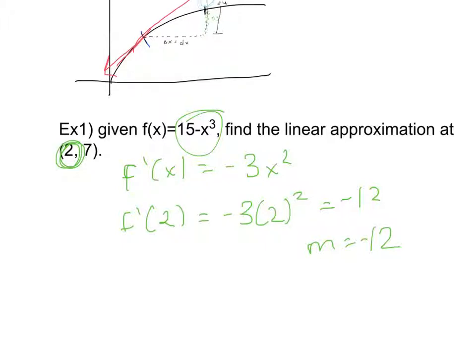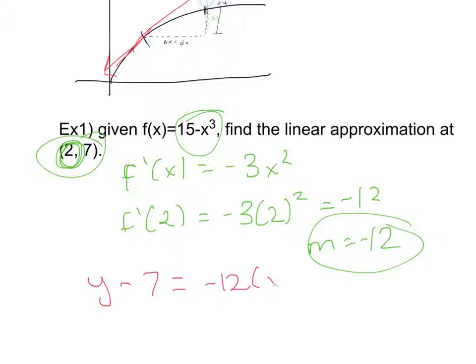When I plug my slope and my point into point-slope form, I end up with y minus 7 equals negative 12 times x minus 2. Now, with linear approximations, we always solve for y. It's really important that y is isolated here. So we don't need to distribute the 12 like you probably want to because you see parentheses and your Algebra 1 teachers trained you well. We just need to bring 7 to the other side. So I end up with y equals 7 minus 12 times x minus 2, and that is your final answer.